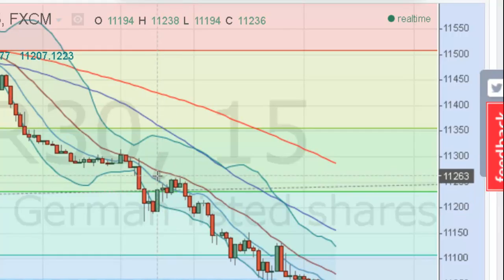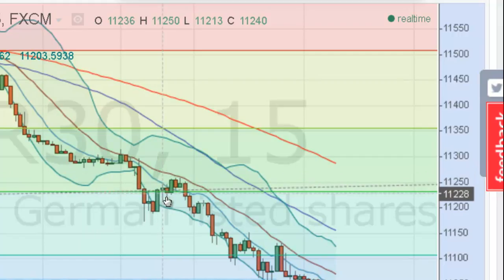So if I went short here at 11,263, and again I'm looking for a 40 euro profit, so I'll get out at 11,223. And I went rapidly, you make the money.